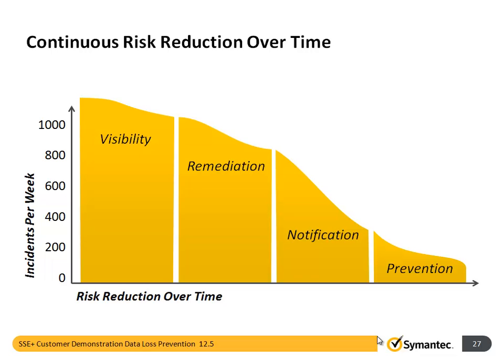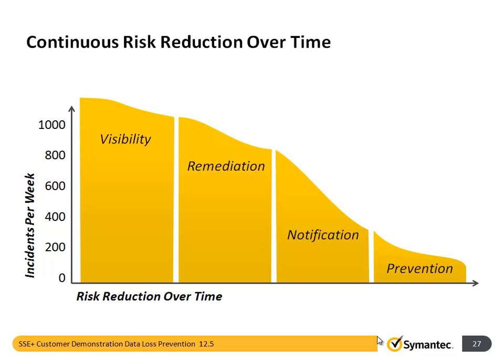This slide gives you a picture of what an implementation would look like at a high level. Most implementations start with a visibility phase where the organization would be tracking incidents, seeing what their risk is right at the first point of deployment. Then it would go into a remediation phase that might last a month or two where you're visiting and repairing broken business processes that may be leading to risk. You're training your employees to understand how better to use data so that they're not taking risky actions with that data, and so on.